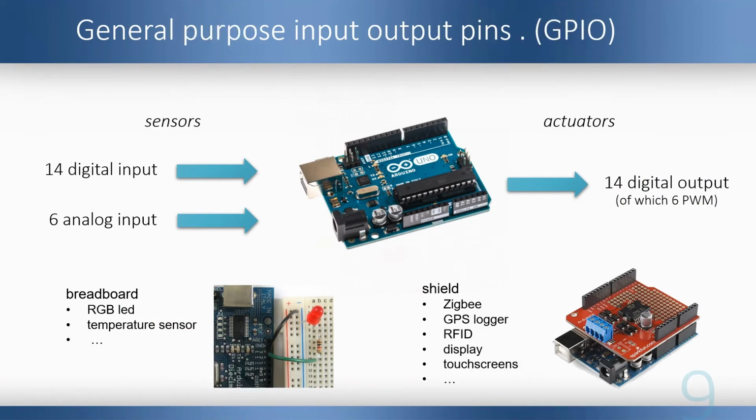Now let's take a look over the GPIOs. So a GPIO is the general purpose input-output pin, and you can use those pins to connect either a sensor or an actuator. A sensor would be type of an input, and actuators would be a type of an output. And there is 14 digital input and 14 digital output. There is only 6 analog input pins, and those pins will be used to input an analog signal from an analog sensor.